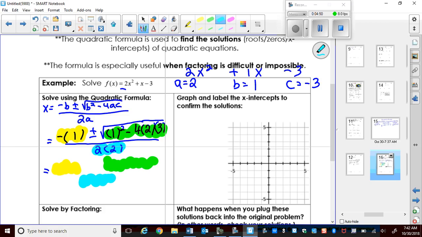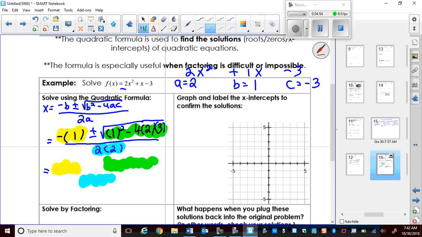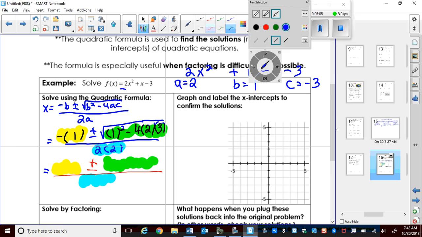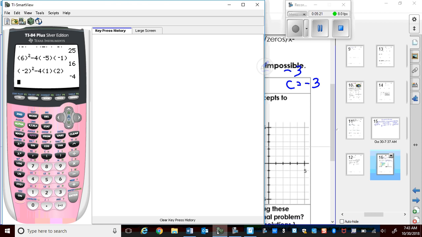Okay? So going back to my pen here. I'm going to put my divisor line here, put my plus or minus here, things I can figure out on my own. And what I have here is negative 1 plus or minus whatever's inside that radical. We're not going to touch it yet. And 4 on the bottom. 2 times 2 is 4 on the bottom. So I'm going to use my graphing calculator and put what's in the green into the calculator.